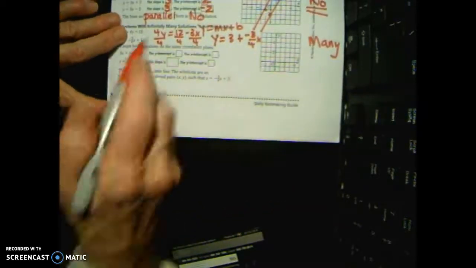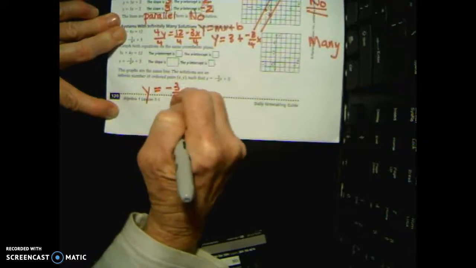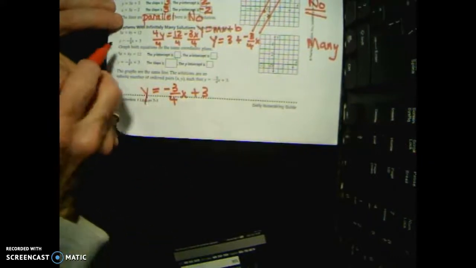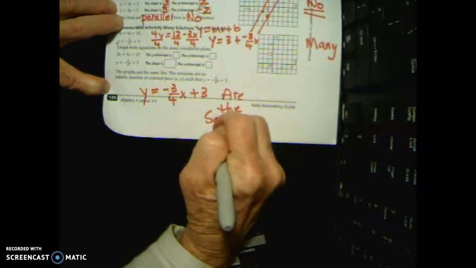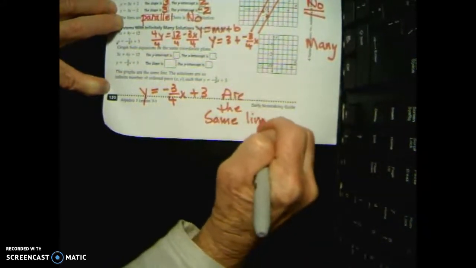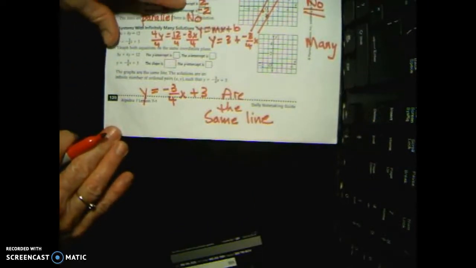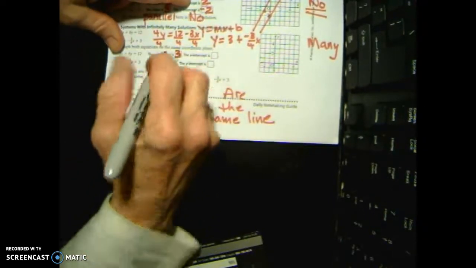Let me write that down here so it's a little cleaner. It doesn't matter where the 3 is, it's still the intercept. Y equals negative 3/4 x plus 3. Therefore, this line and that line are the same line. So if they're the same line, I'm going to have infinitely many solutions. The y-intercept is 3 in this particular case, and the slope is negative 3/4.